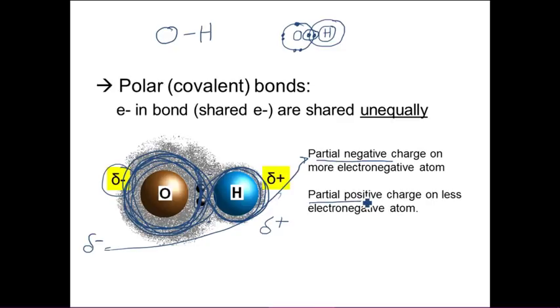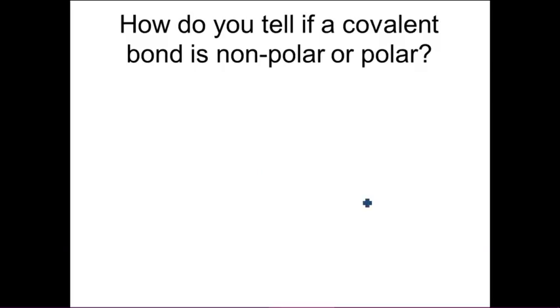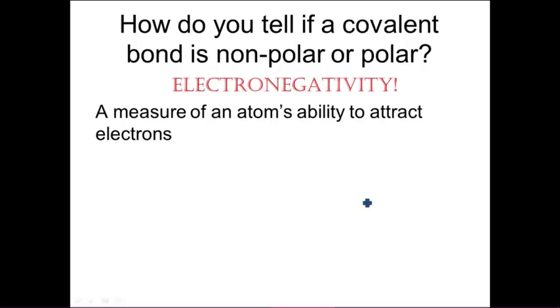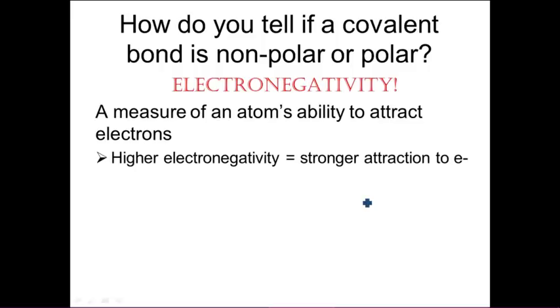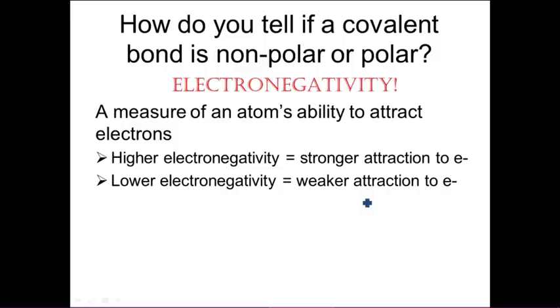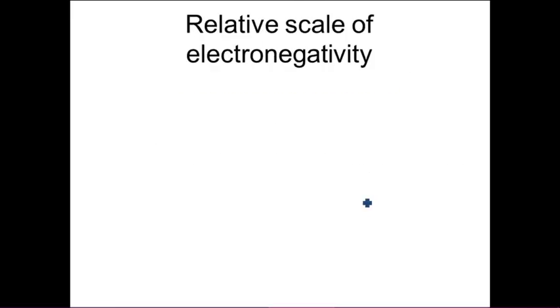You're going to need to be able to predict these, and it's all based on something called electronegativity. Electronegativity is simply a measure of an atom's ability to attract electrons. Higher electronegativity means a stronger attraction to electrons, so you could think of it as more electron greedy, whereas a lower electronegativity means a weaker attraction for electrons. We just need to know the relative scale of electronegativity for our purposes in this class of figuring out whether you're looking at a polar or non-polar bond.